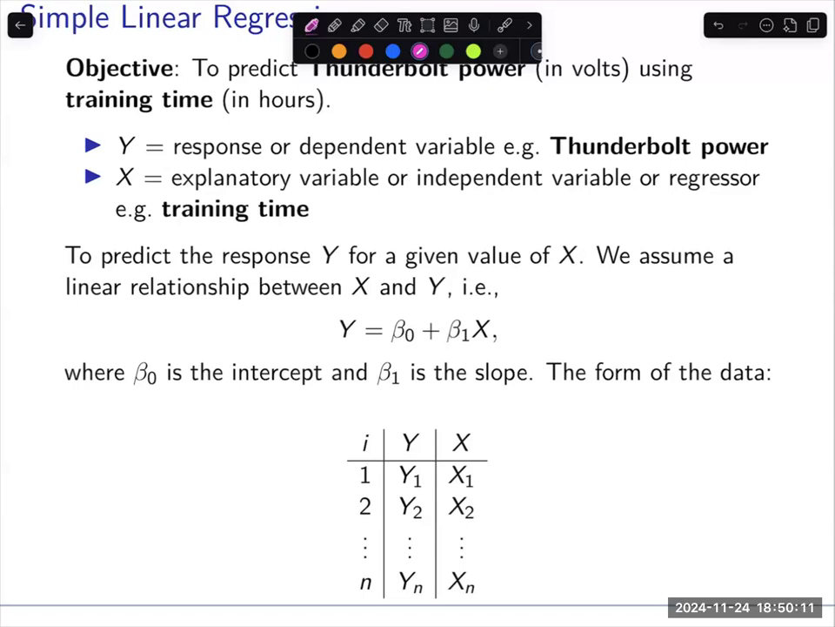If beta 1 is positive, that means X will increase together with Y. If beta 1 is negative, then as X increases, Y decreases correspondingly. And if beta 1 is equal to 0, there's no linear relationship between Y and X. In general, when we have n observations, for each one we observe y1, x1, y2, x2, until yn, xn, and the data is organized in the form presented here.